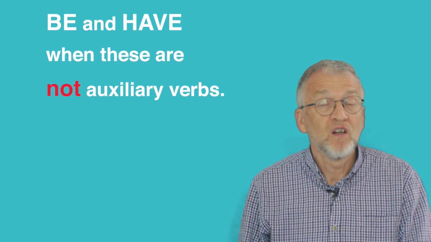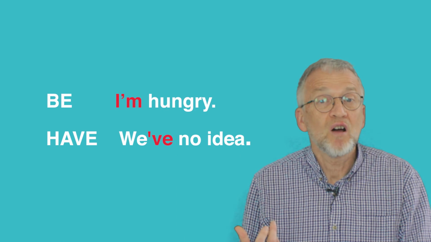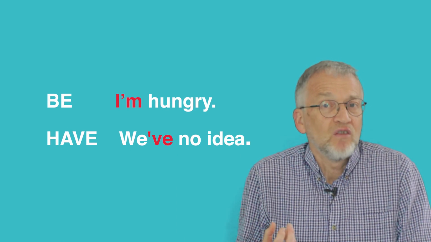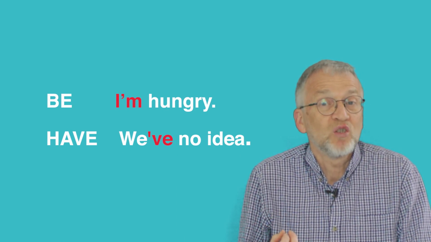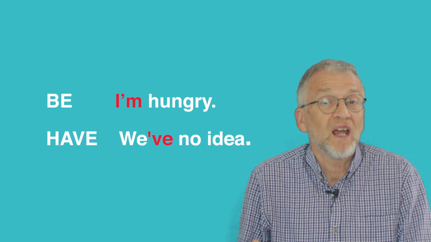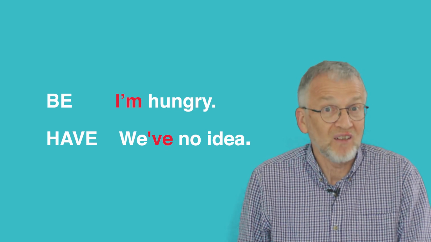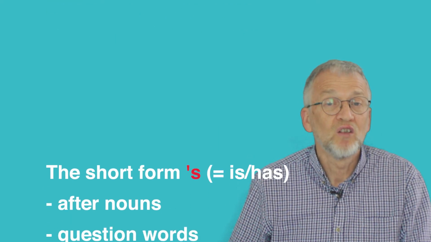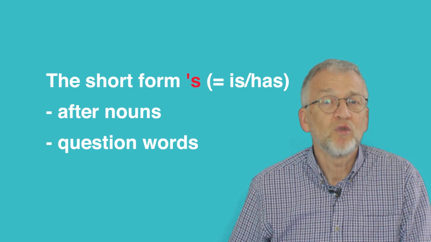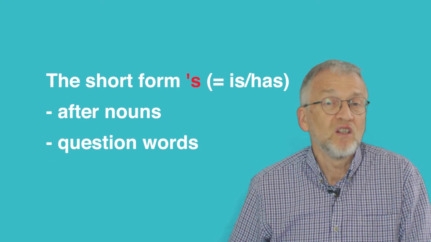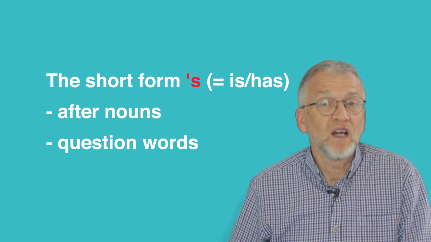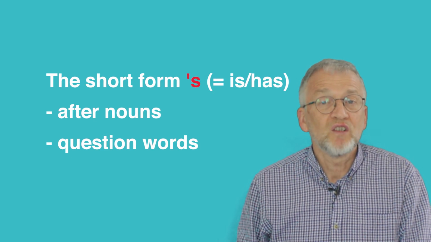So contractions are formed with auxiliary verbs and also with be and have when these are not auxiliary verbs. For example, with be, you say, I'm hungry. Here that I am, this is not an auxiliary, this is a principal verb. So I'm hungry. And have, we've no idea. Yes?